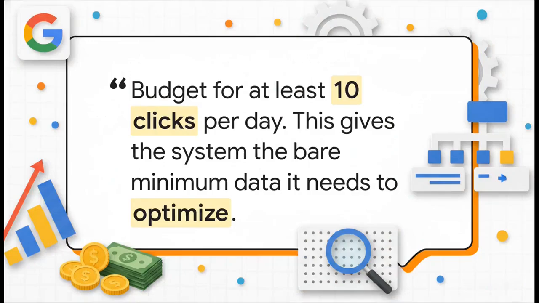And here's why having enough budget really matters. Think of Google's system like a really smart machine that needs to learn. If you set your budget too low, it never gets enough information to figure out what's working. Budgeting for at least 10 clicks a day is like giving it the bare minimum amount of data it needs to start learning and getting smarter for you.